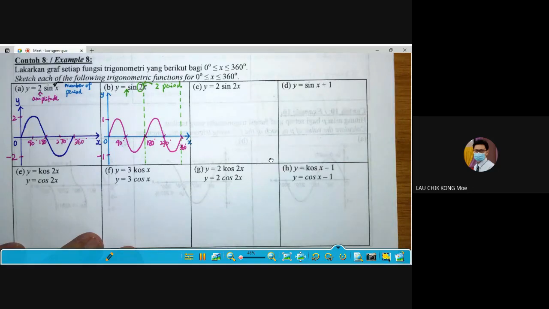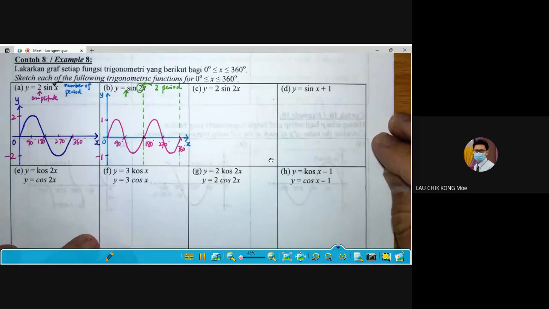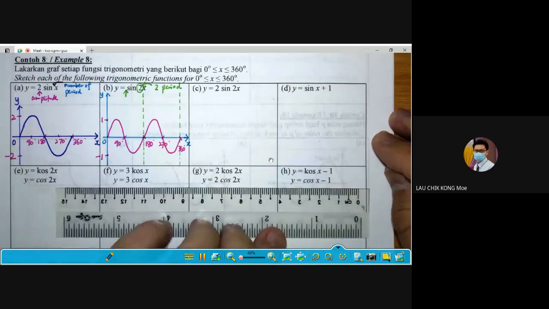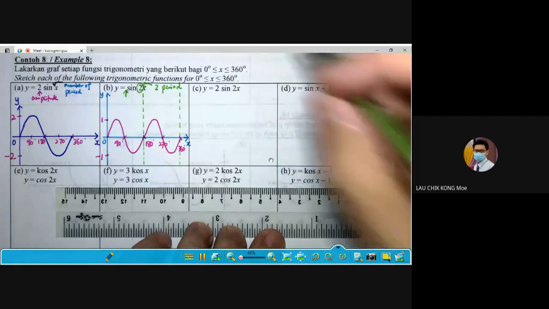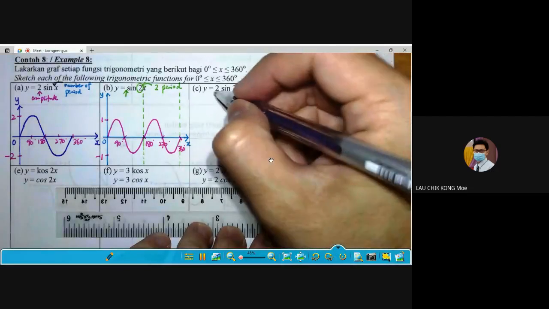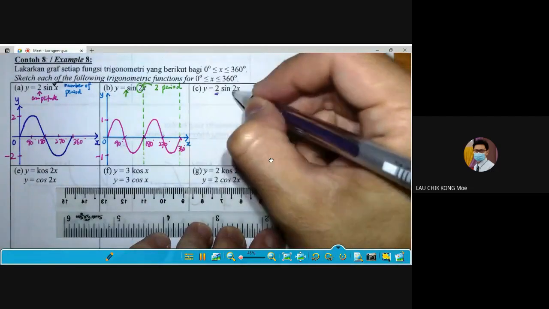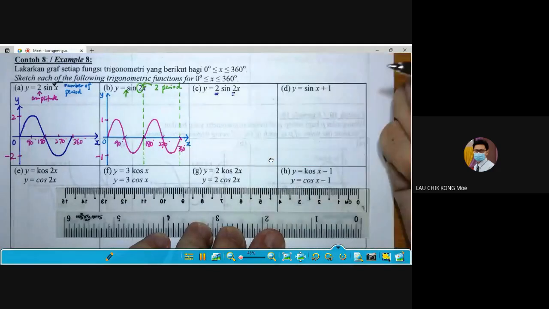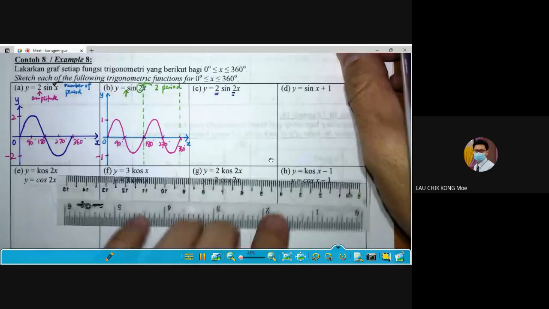All right. Okay. So this is for B. Okay, can you follow, Evelyn? Okay. So next we go to the C. If you look at the C now, the amplitude is 2, and the number of periods is also 2. Okay, so we try to draw it.